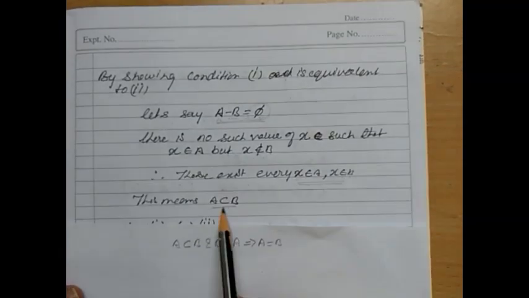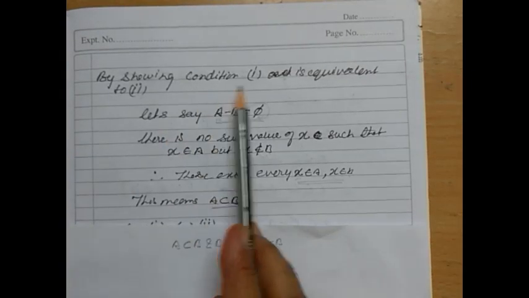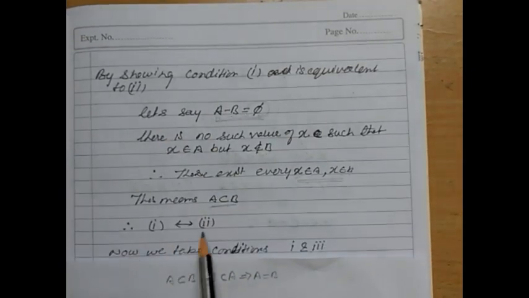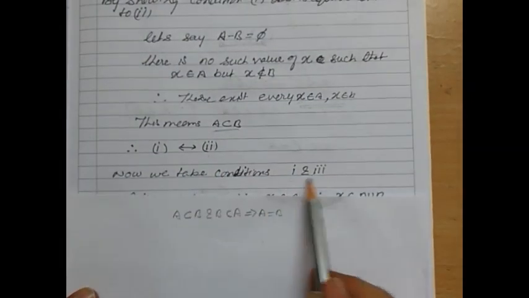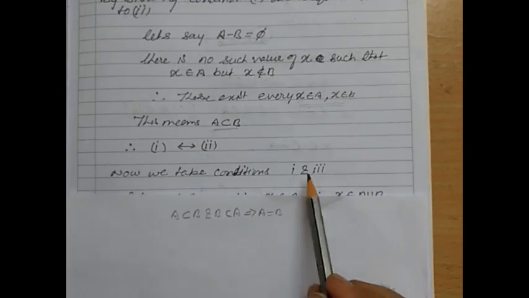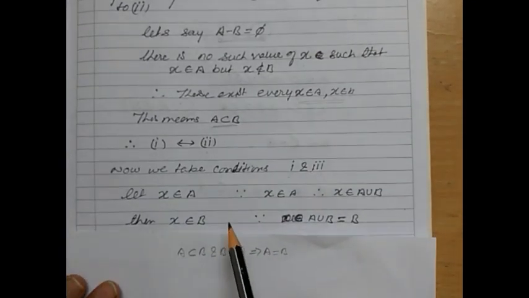We can say it or not? A is a subset of B. So then condition 1 is equivalent to condition 2. Now we take the second condition, first and third. The first was A is a subset of B, and third was A union B is equal to B.